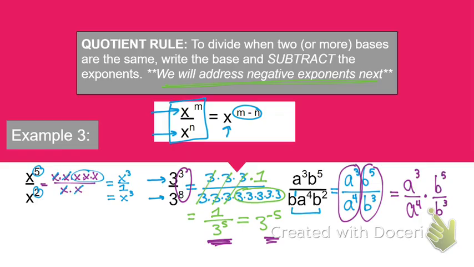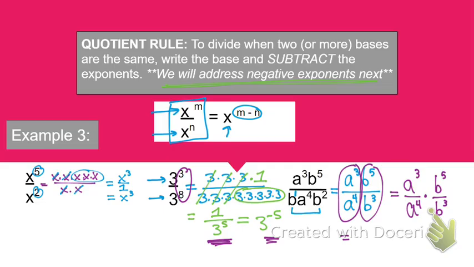So I can almost split it up as just the a's and just the b's, and then use my quotient rule twice. So I've got a cubed over a to the 4th. I can either think about what I did in the previous two problems, where I'm crossing off the things that are going to divide out to 1.